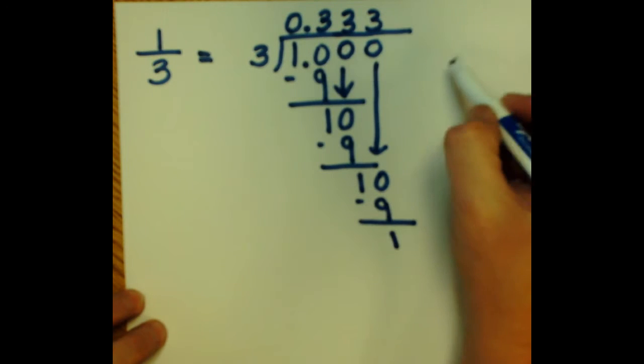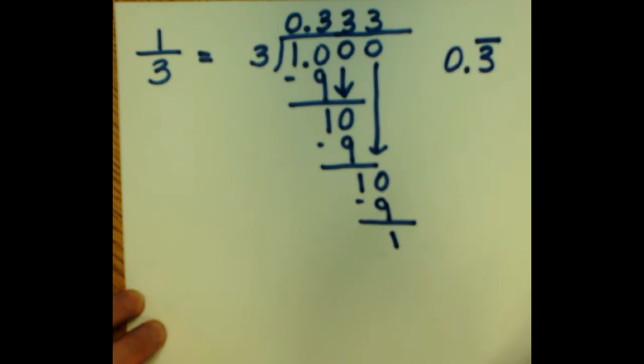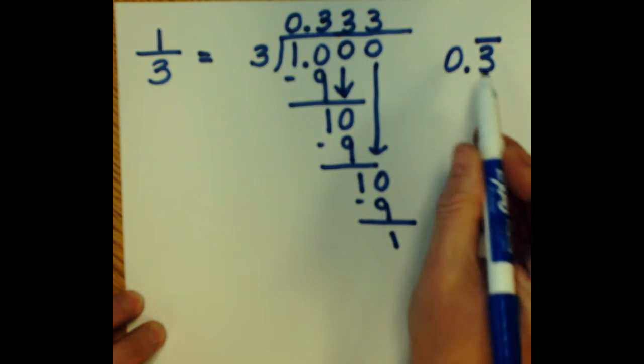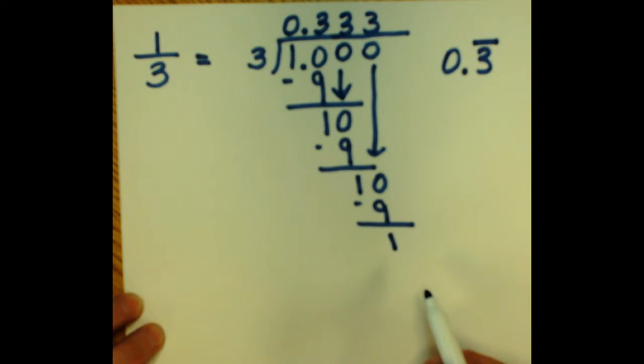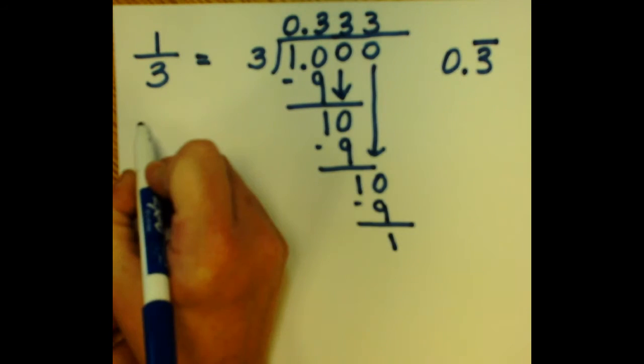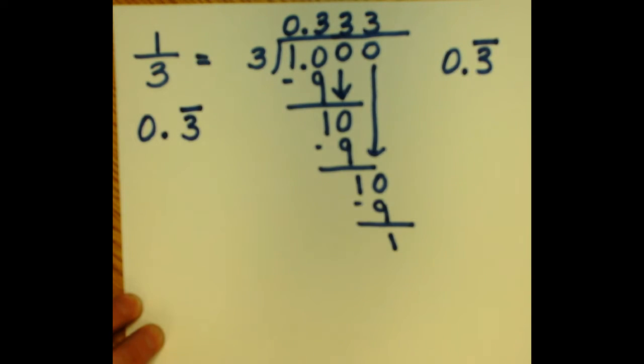So 1/3 is 0.3 repeating as a decimal. So you put whatever's repeating, a bar over whatever's repeating. That's called bar notation. So 1/3 converts to 0.3 repeating.